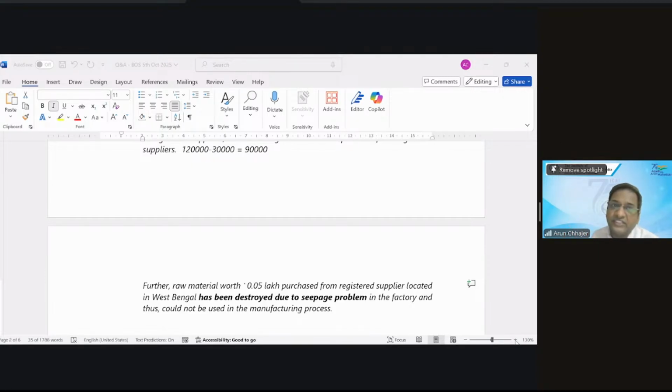What is the use of this information? We can't claim the ITC on that. ITC not allowed. Absolutely correct. As per section 17 subsection 5, destroyed goods need to be reversed. Yes, absolutely correct. ITC will not be available. Correct. Let's move to the Excel sheet.